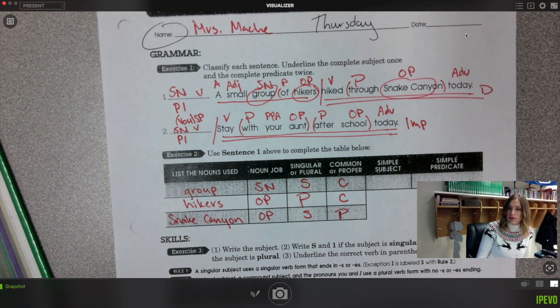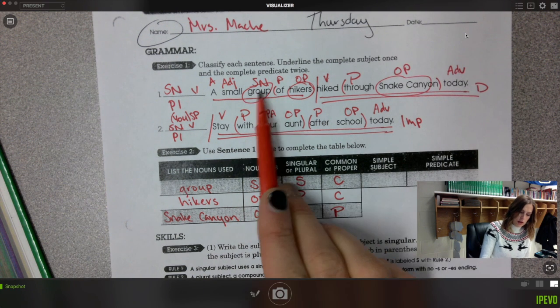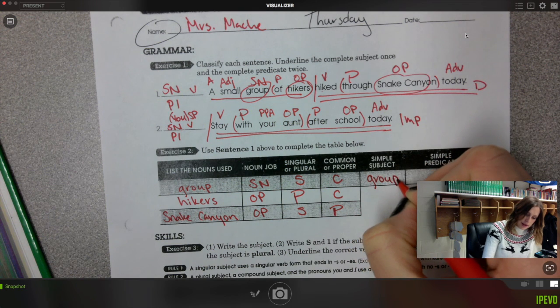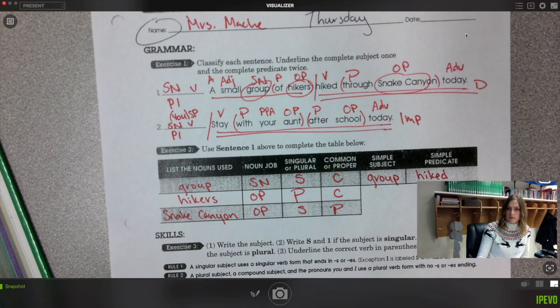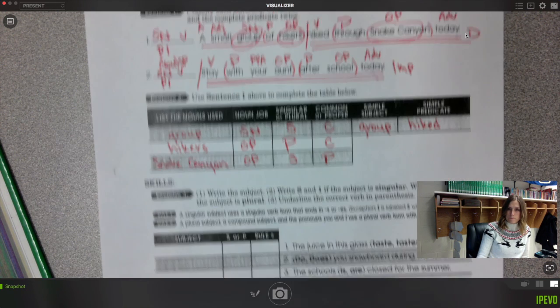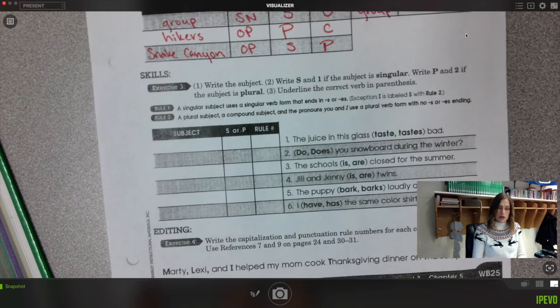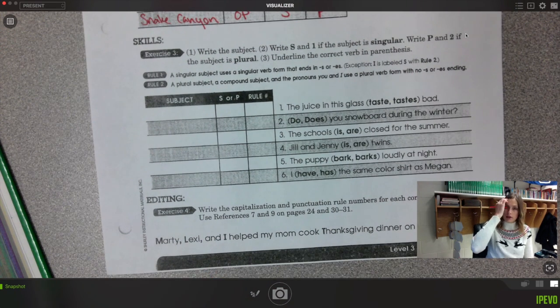Let's look at the simple subject and the simple predicate there. Look for the subject noun, group, and then the verb. So group, hiked. Excellent. Then at the bottom, let's look at our rules and our subject-verb agreement.